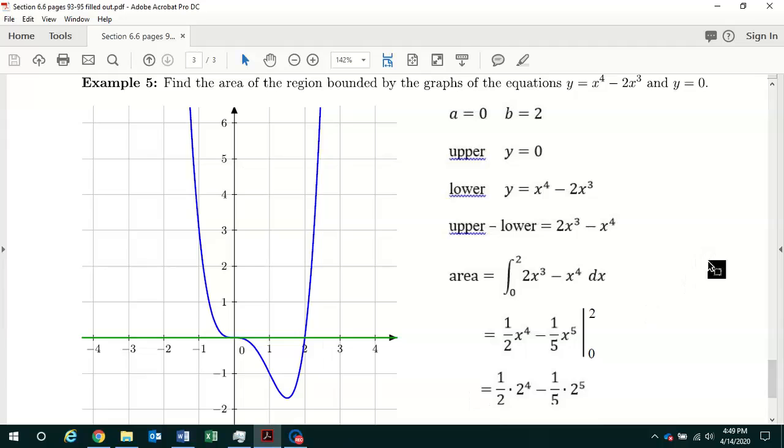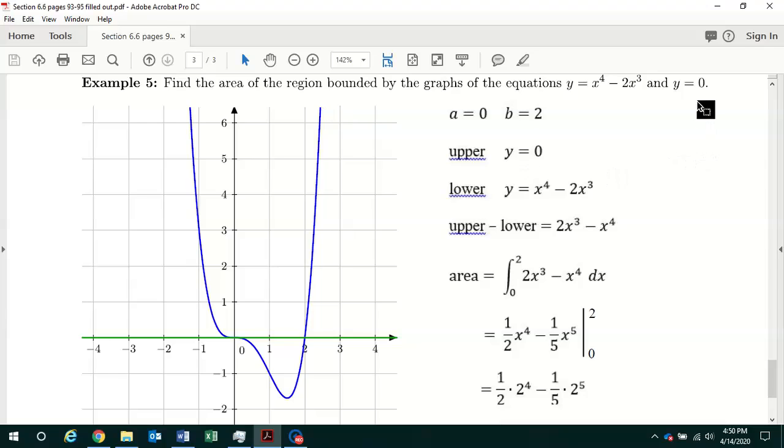All right, class, so now let's move on to the example at the bottom of the page, example 5. And we're asked to find the area of the region bounded by the graphs of the equations y equals x to the 4th minus 2x cubed and y equals 0. This is kind of an interesting problem. Here is the graph of the equation y equals x to the 4th minus 2x cubed. This is in blue here.